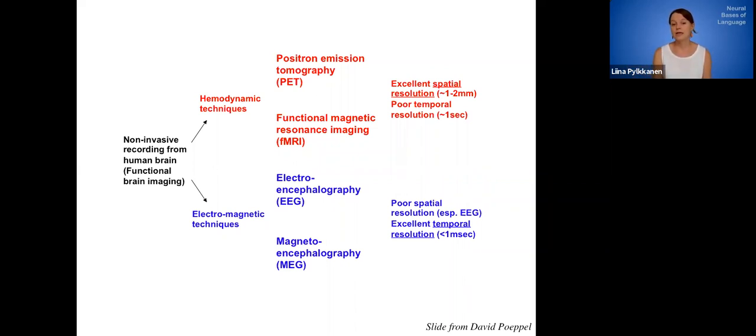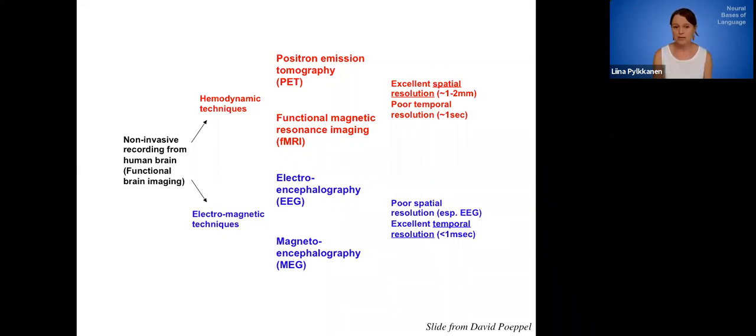And then the electricity-based methods are sort of the reverse of that. The electromagnetic techniques, or the electricity-based techniques, offer us a very fine temporal resolution. In fact, millisecond by millisecond temporal resolution, because we're able to take a measurement of the electrical activity millisecond by millisecond, or even faster. But their spatial resolution is not nearly as good as that of the hemodynamic techniques.